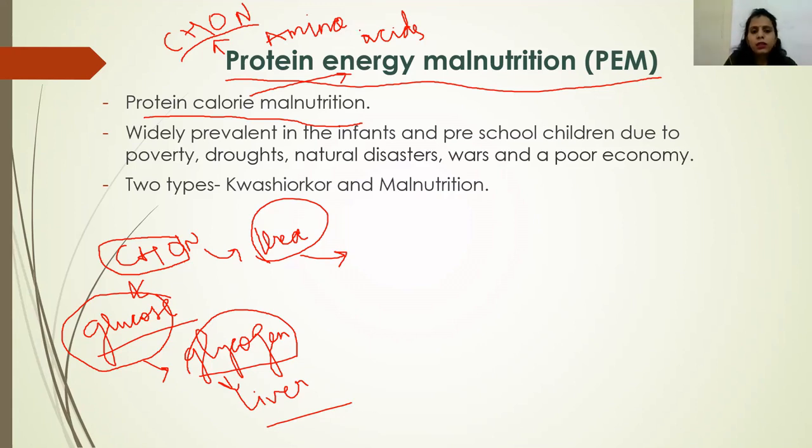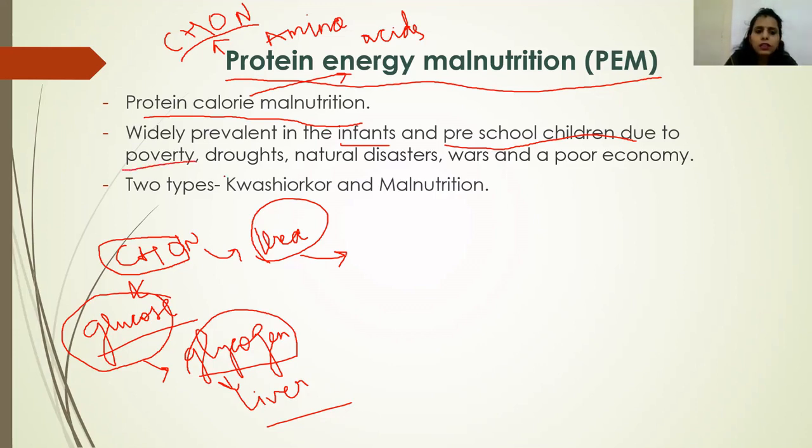This protein energy malnutrition is mainly prevalent in infants. It actually occurs in infants and preschool children. Why? Because these kids don't have the habit of eating properly. The main cause is poverty, because there are people who don't get a sufficient amount of food to eat.